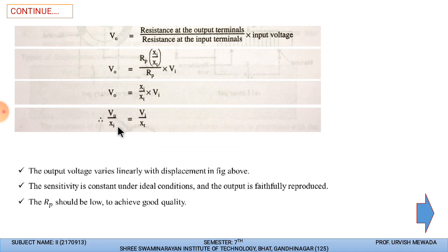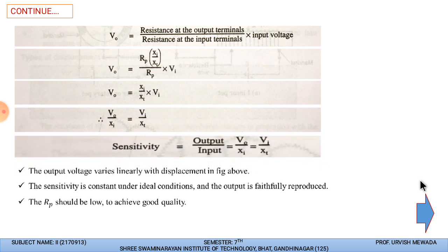We can write this ratio: V0 by Xi is equal to Vi by Xt. The sensitivity is the output upon input, so V output upon Xi is equal to V input upon Xt. This is how we can determine the sensitivity. The output voltage varies linearly with the displacement or movement of the object, so the sensitivity is constant under ideal conditions.